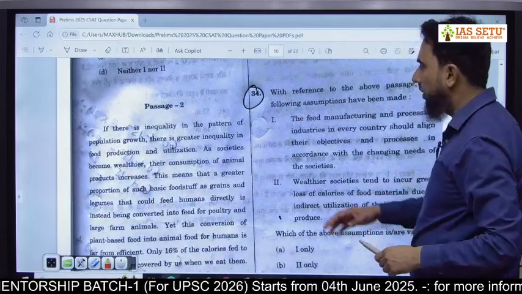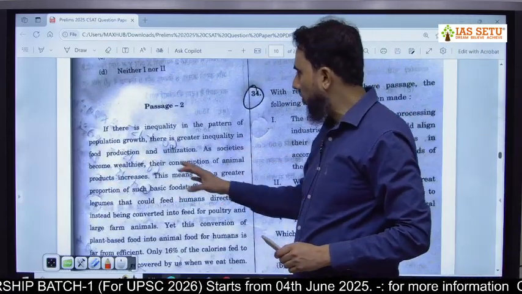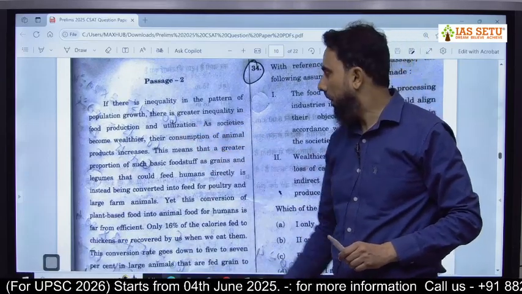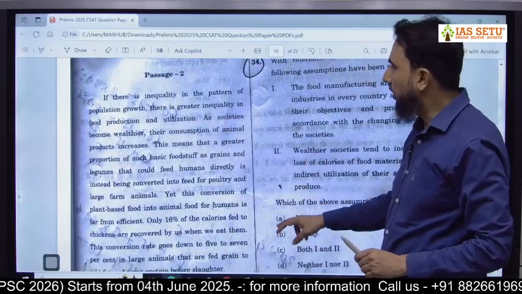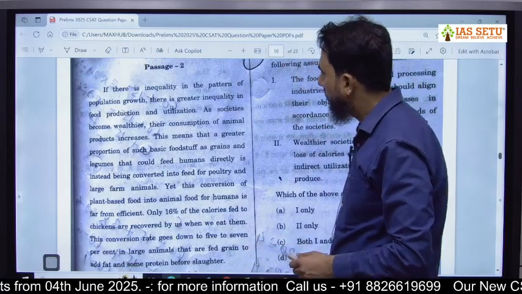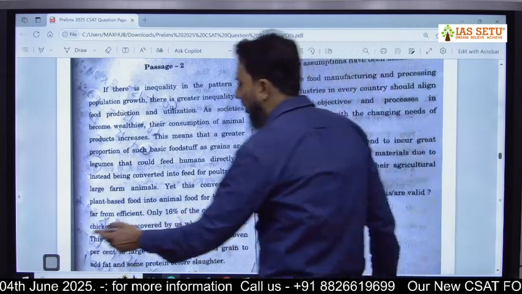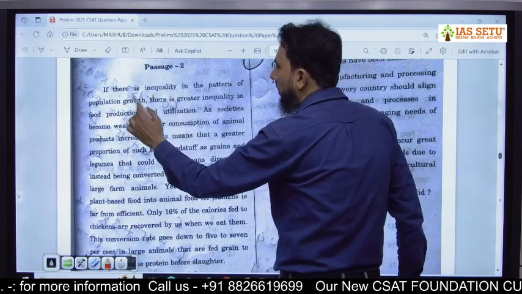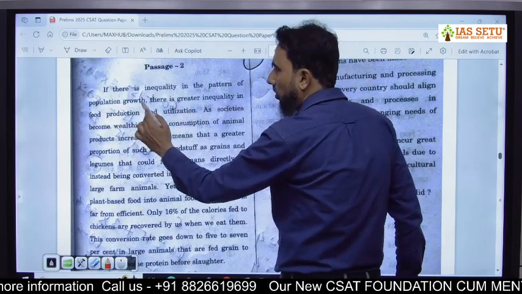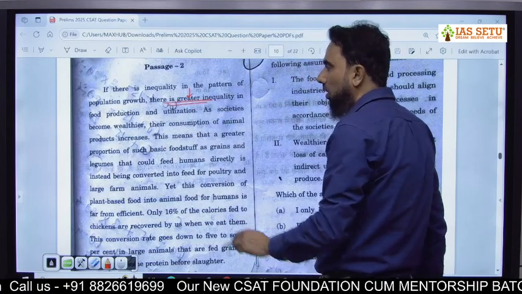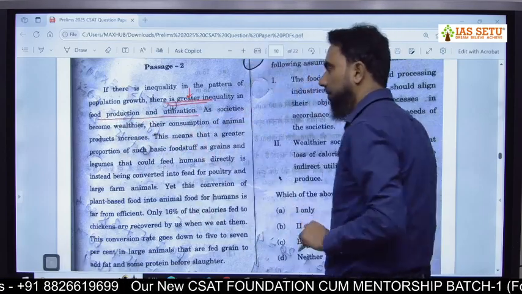Next passage. If there is inequality in the pattern of population growth, there is greater inequality in food production and utilization. Now, again a loaded word here. If there is inequality in the pattern of population growth, but there is greater inequality. So here the author emphasizes food production and utilization.